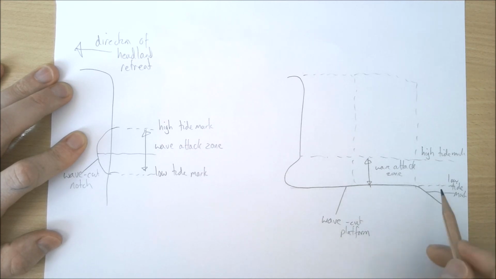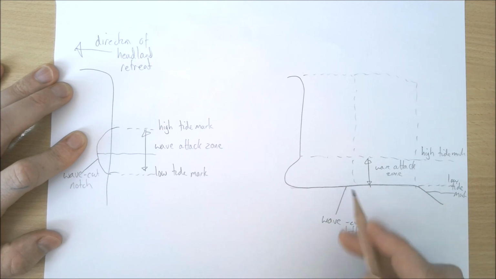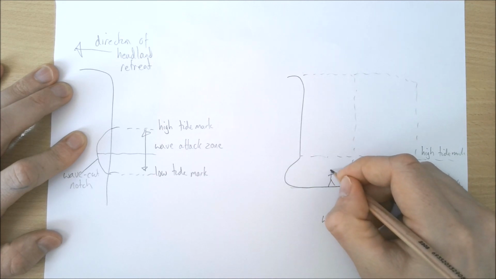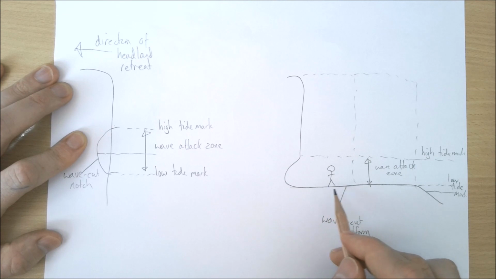So we can see that it's generally in and around the low tide mark. So at low tide, you could stand on it. It depends where it is, but generally it would be submerged.